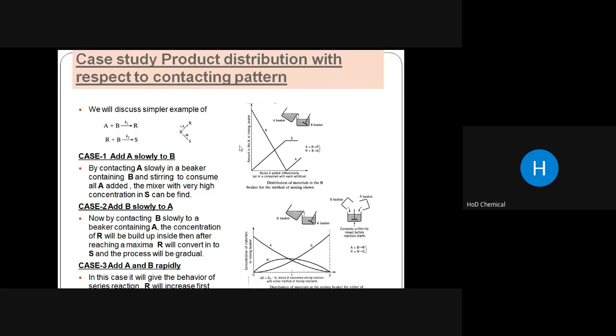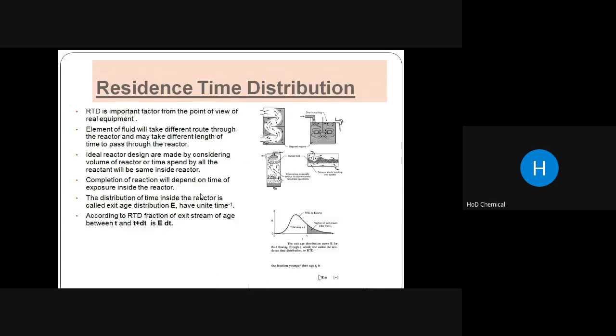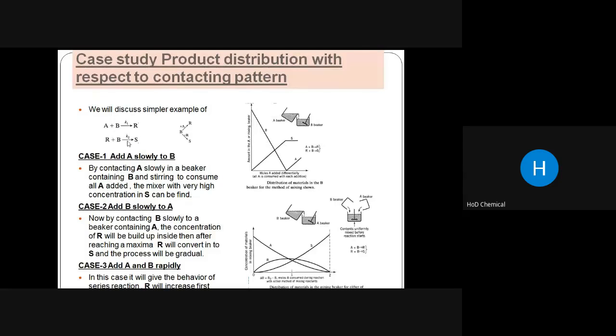So based on these contacting patterns, we have three cases. Okay, so case one is add component A slowly to B. That is, the component A alone is added slowly, but here the component B is kept. So this is the schematic diagram for case one here.